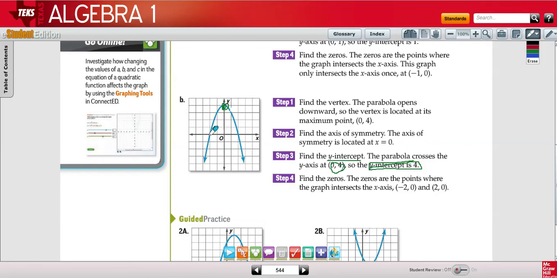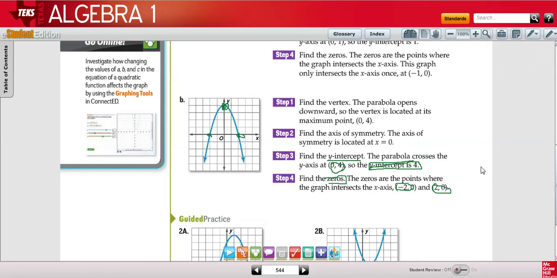So our zeros happen when we cross the x-intercept. We cross the x-intercept here at this point and here at this point. Those 2 points are located at -2, 0 and 2, 0. So next to step 4, I want you to write all 4 of those words out, and I want you to write the 2 zeros. -2, 0 and 2, 0.